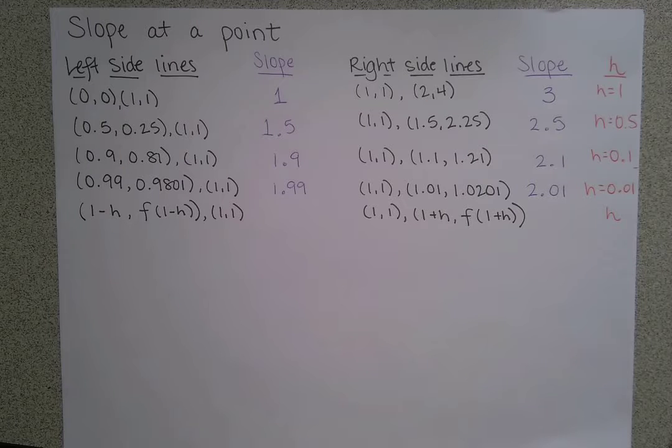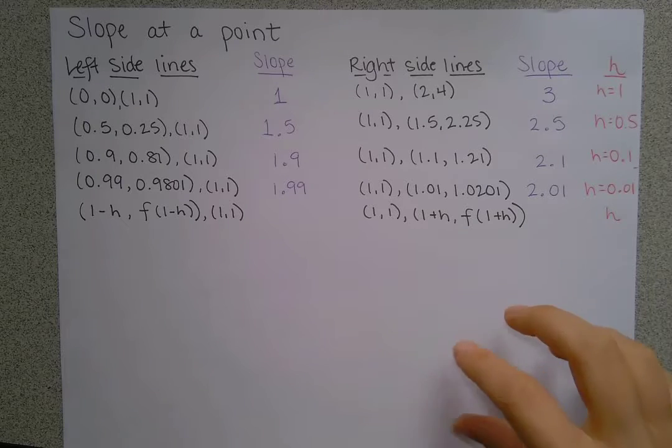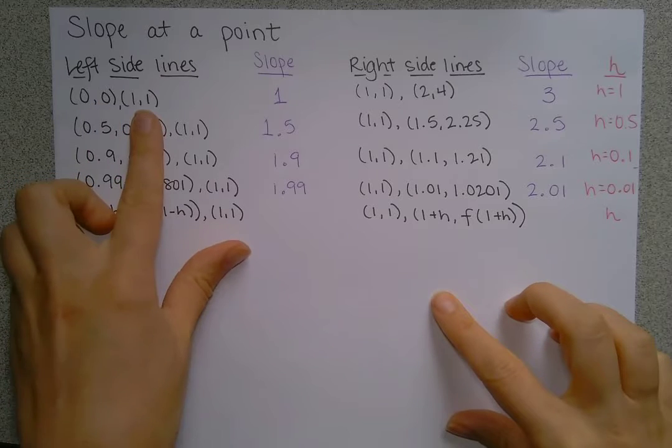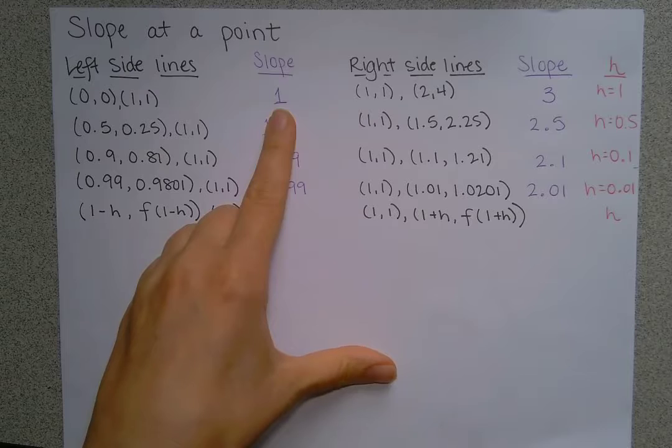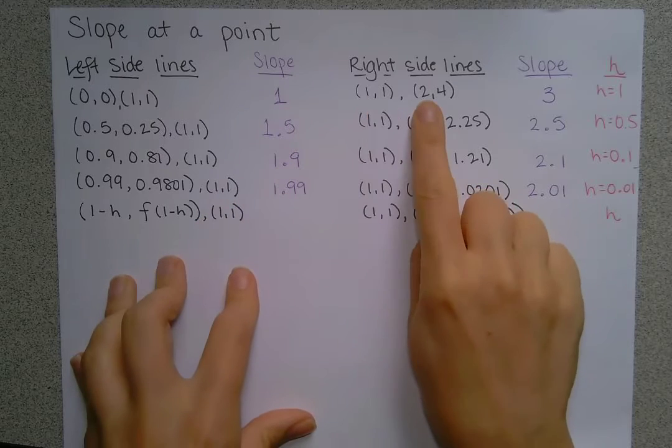All right, so let's just talk a little bit about what happened in our investigation today. So we started trying to find the slope at 1 comma 1, and we found some slopes on the left-hand side of the point and some slopes on the right-hand side of the point. On the left-hand side, we had 0, 0 and 1, 1, which gave us a slope of 1. And then on the right-hand side, in that same time, we had 1, 1 and 2, 4, which gave us a slope of 3.